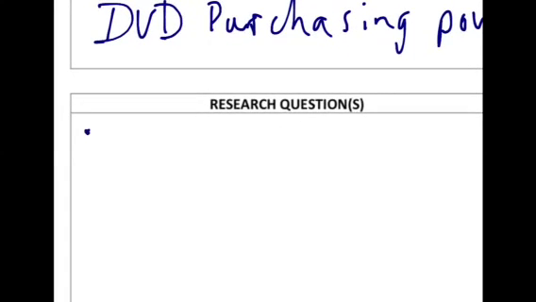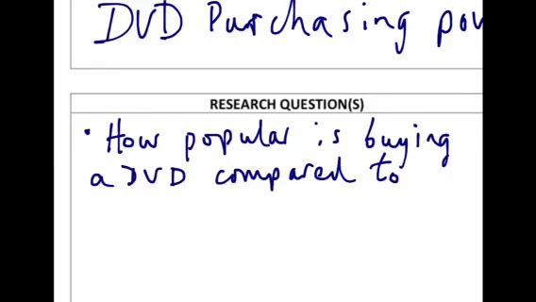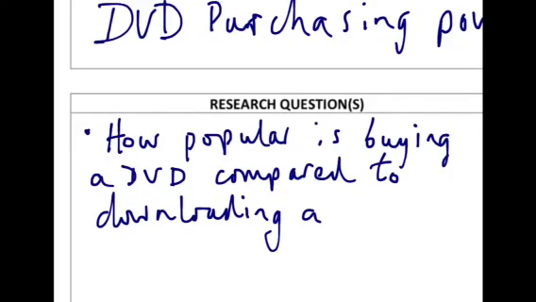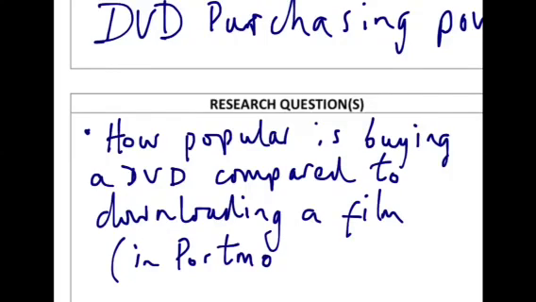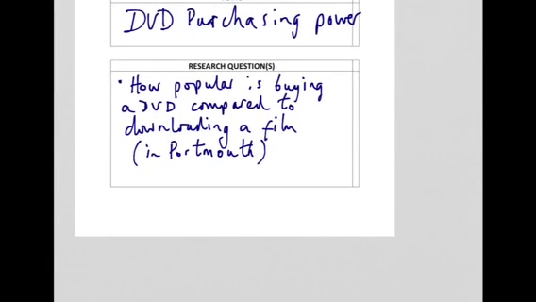So you might have a research question such as how popular is buying a DVD compared to downloading a film. And then you might add, in Portsmouth, if you're going to collect data from Portsmouth, that could be one research question. And you might want to add more.